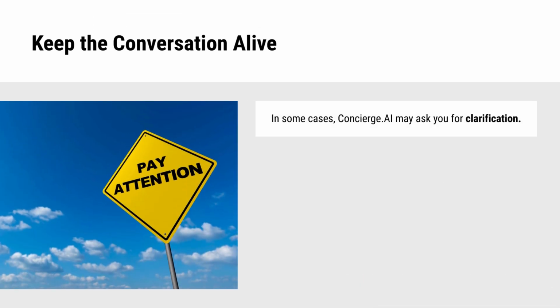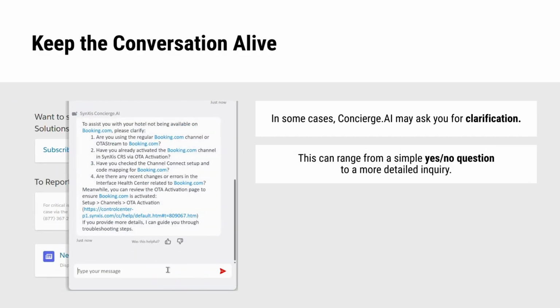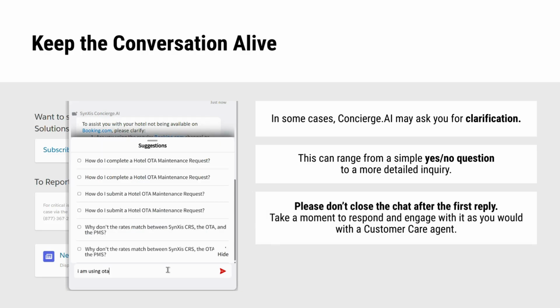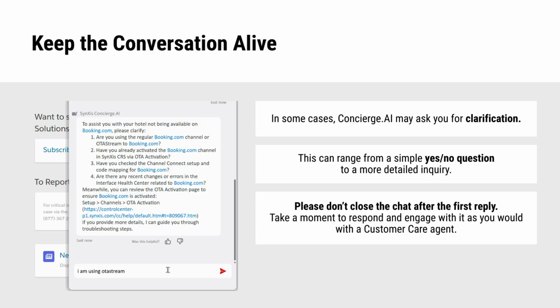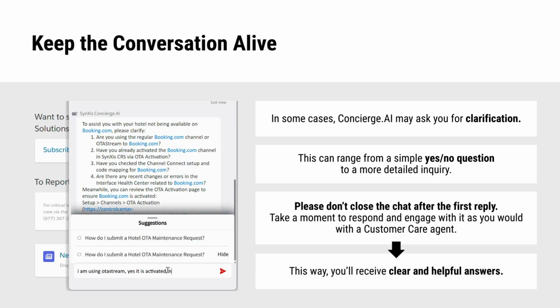In some cases, Concierge AI may ask you for clarification. This can range from a simple yes/no question to a more detailed inquiry. Please don't close the chat after the first reply. Take a moment to respond and engage with it as you would with a customer care agent. This way, you'll receive clear and helpful answers.